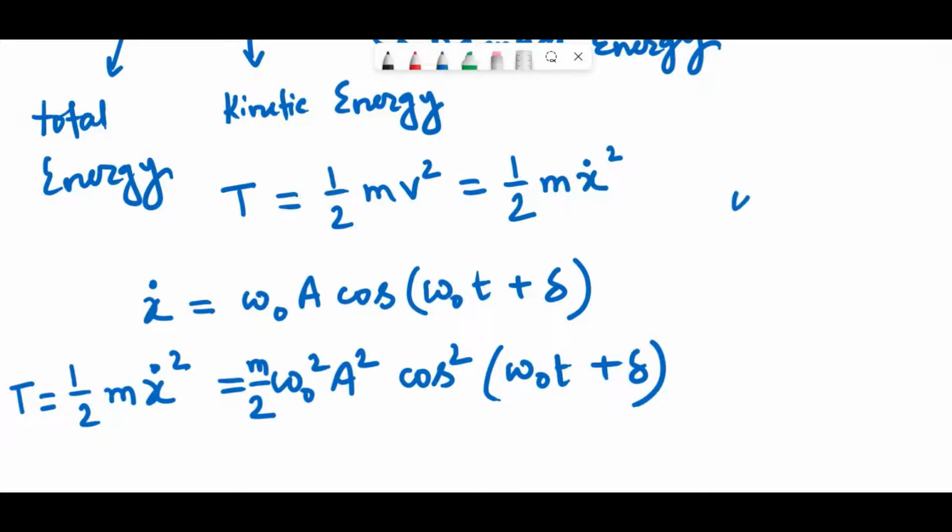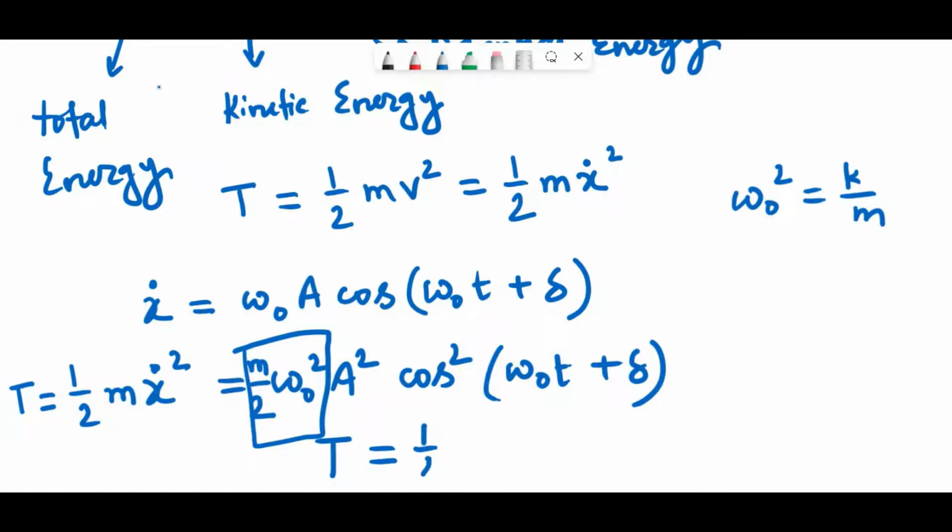However, remember, omega naught squared is equal to k divided by m, and so this quantity simplifies, so the kinetic energy becomes half k A squared cosine squared omega naught t plus delta.